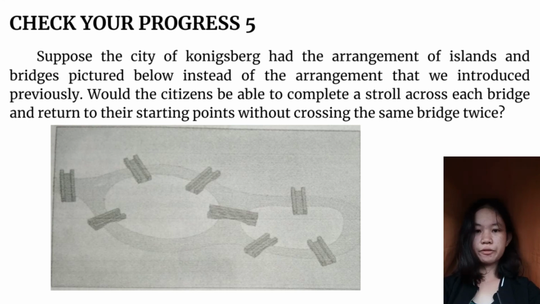Check your progress 5. Given the graph, would the citizen be able to complete a stroll across each bridge and return to their starting point without crossing the same bridge twice? Let's find out. The bridges are represented as edges and the islands as vertices. The citizen is able to stroll across each bridge and return to their starting point without crossing the same bridge twice.